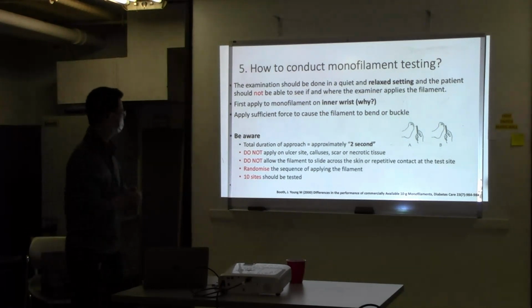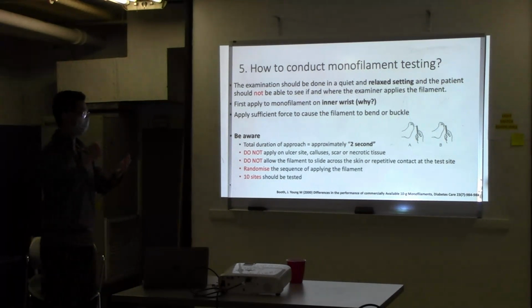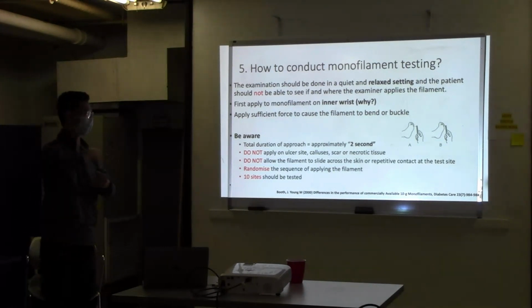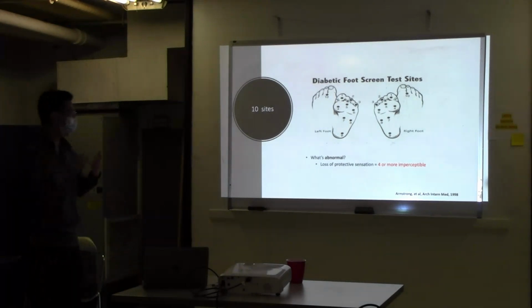What does it mean by repetitive contact? So repetitive contact means that when you use a monofilament test, you don't want to place it twice. After the 10 points, you can go back and test it, but don't place it twice at the same spot, and obviously don't tap it, because then the patient won't feel it.